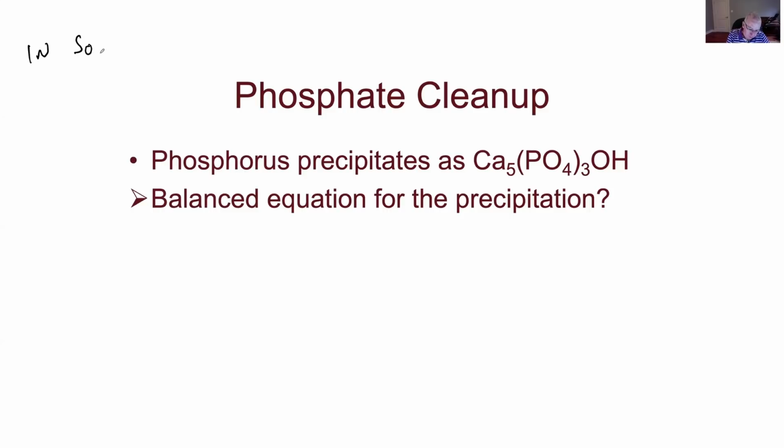In my solution, or in my holding tank, at this point, we know I have calcium ions. That's a 2 plus. I have hydroxide ions. I just got those by dissolving my lime, right? We know I have my hydrogen phosphate ions. That's the whole thing we're trying to get rid of.